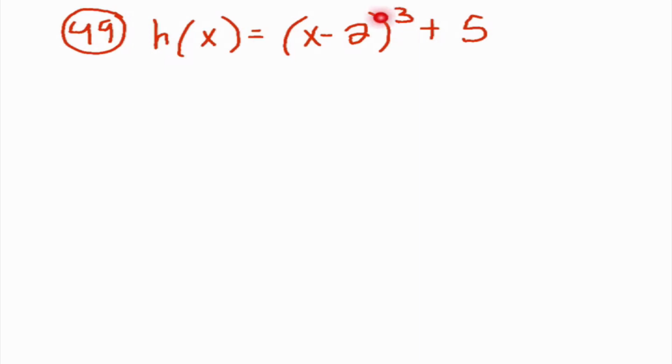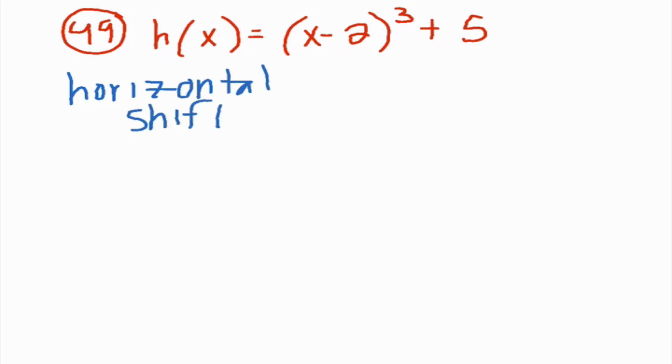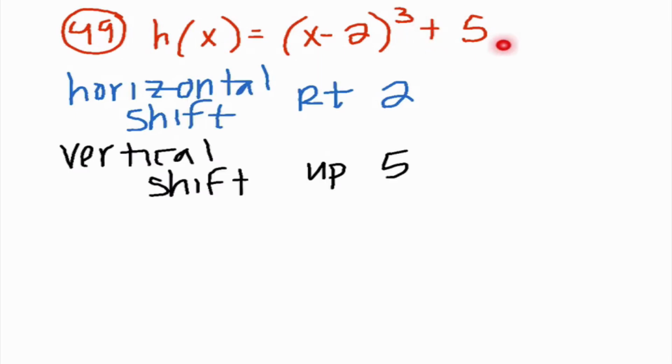We can see the parent function is x cubed, and that looks like our little fun squiggle. But the two things that are really different here are these two numbers. We need to remember, whenever I have something inside the function, that is going to be a horizontal shift, and in this case, it is a horizontal shift to the right 2, because for the number inside, we always do the opposite of what it tells us. This number up here tells us a vertical shift. Since it's +5, that means we are going up 5.